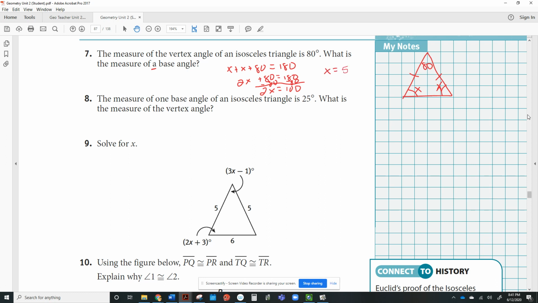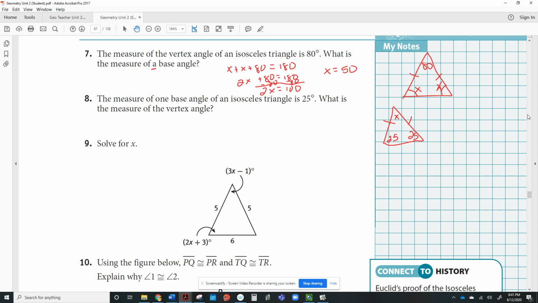So that means x is 50. So either one of the base angles would be 50. The measure of one base angle, and again, I like to draw my base angles down here, is 25. Well, if one base angle is 25, so is the other one. So that means 25 plus 25 is 50. What is the measure of the vertex angle?